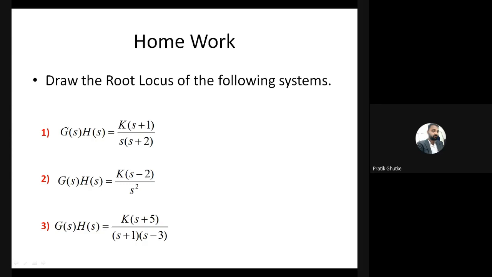And third numerical is G of s into H of s equals K, S plus 5, divided by S plus 1 and then S minus 3. In this case, one zero is at minus 5 and then one pole is at minus 1 and again another pole is at plus 3.